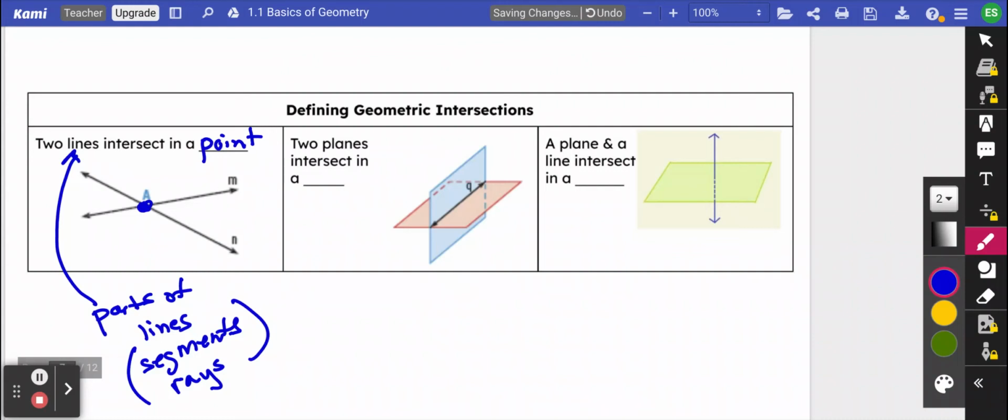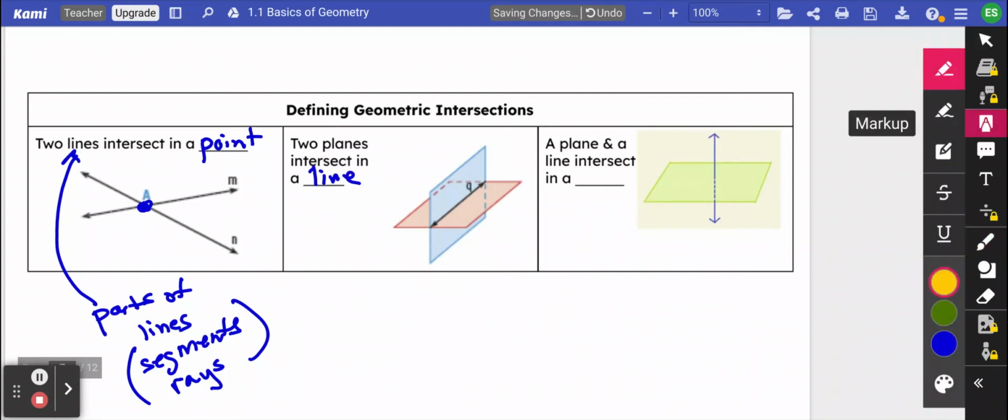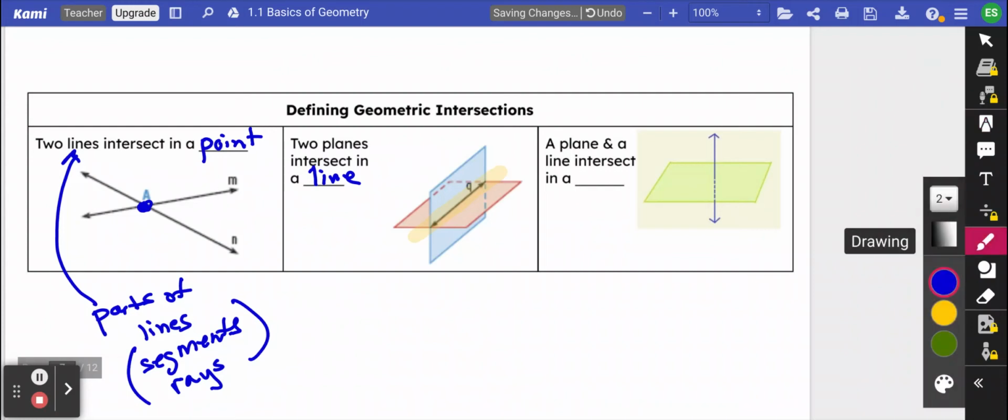Two planes intersect in a line, and that line is right here. I know that's kind of hard to see. So if you need to ask, I can show you a 3D replica of this. And then a plane and a line intersect in a point. And that point is right here.